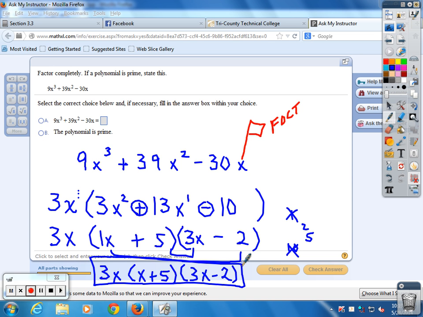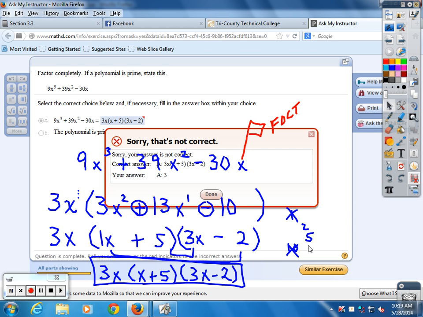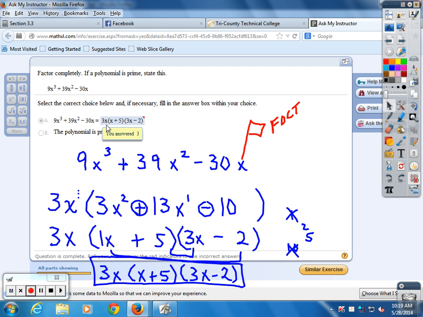And that's your final answer. And you feel good about yourself. Okay? And let's punch in a 3 here so y'all know at least I know what I'm doing. Well, there we go. And done. Check answer, done. Look at there. 3x times x plus 5 times 3x minus 2. It's a miracle.